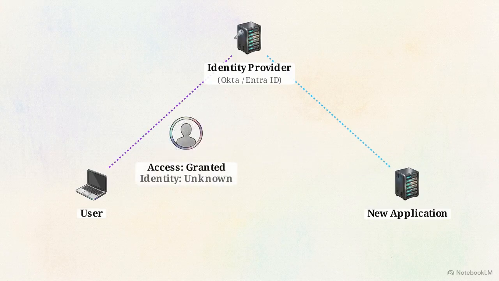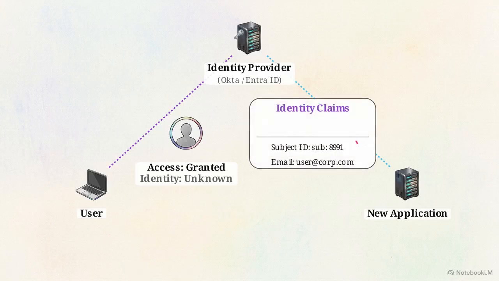But OAuth alone is incomplete for our needs. It provides a token for access, but it doesn't inherently tell the application exactly who the user is. We solve this using OpenID Connect. The identity provider now issues a second token alongside the first, an ID token.